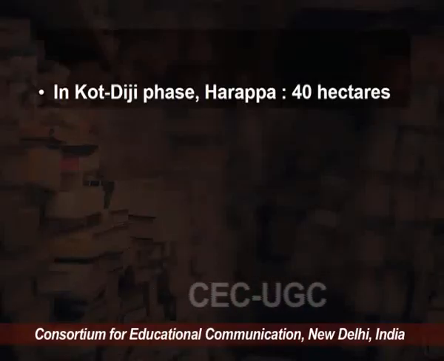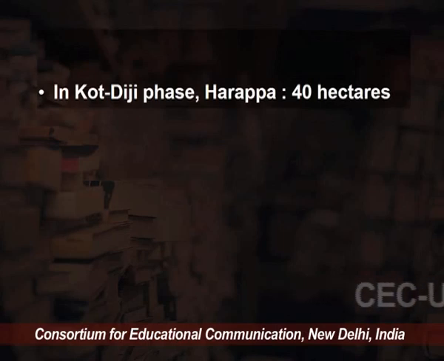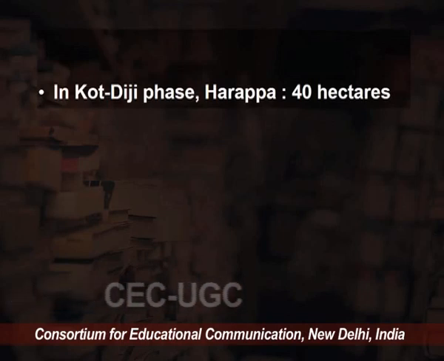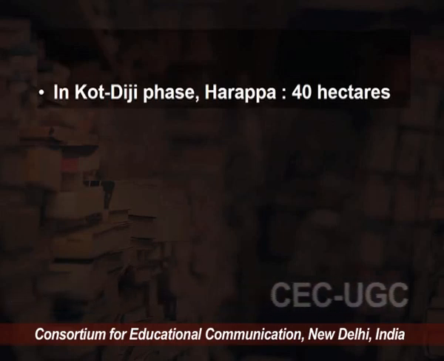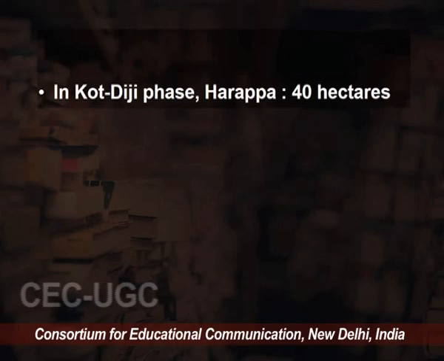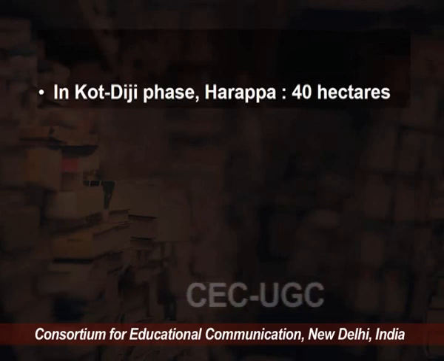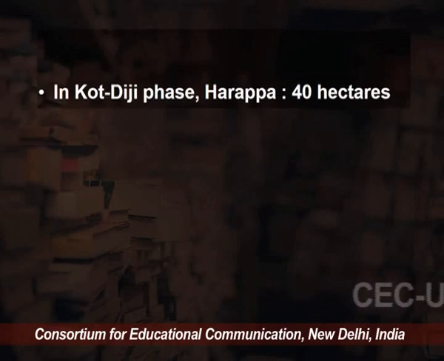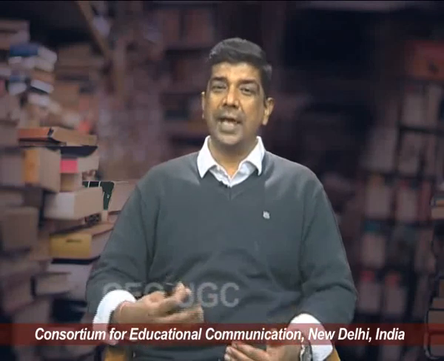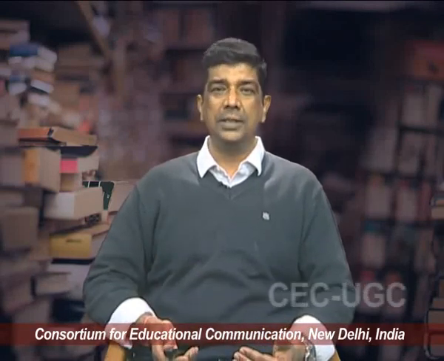So, in the Kotdiji phase, if you look at the site of Harappa, so when we say Kotdiji phase, we are talking of the site Harappa in the period 3200 to 2600 BCE. At this time, Harappa was only of 40 hectares, right, which is by any standard a big Neolithic site, right? Certainly not as big as it went on to become in the mature phase, but even for a Neolithic site to be of 40 hectares is quite noteworthy.